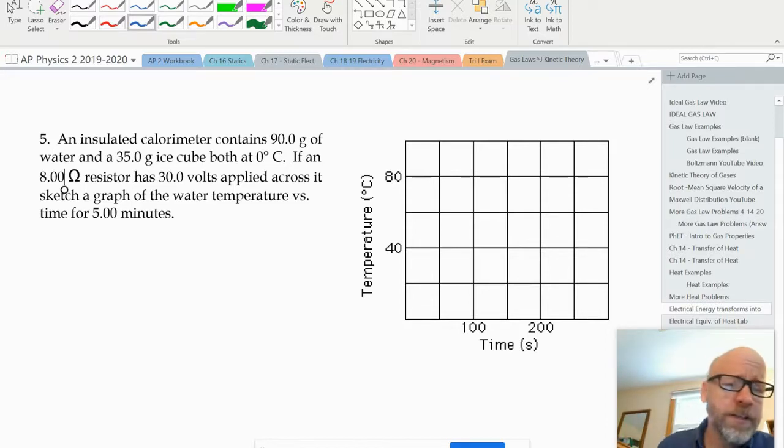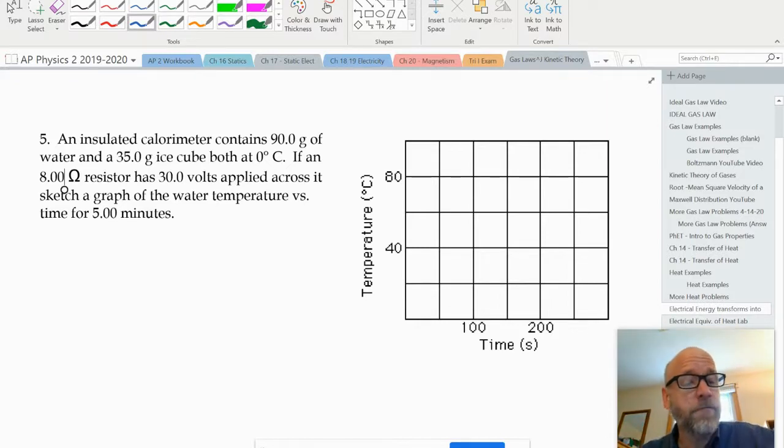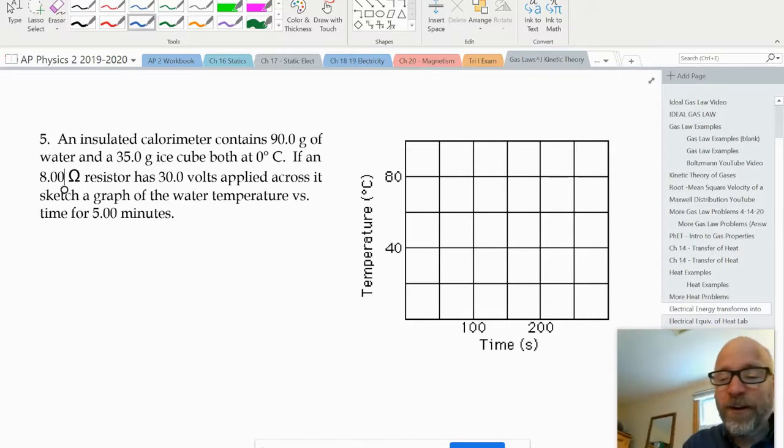Number 5, an insulated calorimeter contains 90 grams of water and a 35-gram ice cube, both at 0 degrees Celsius. If an 8 ohm resistor has 30 volts applied across it, sketch a graph of the water temperature versus time for 5 minutes. What do you do? I know what I would do. I would draw a picture.